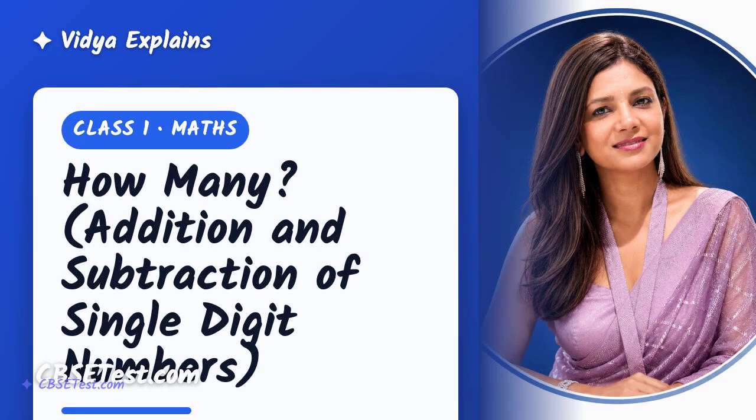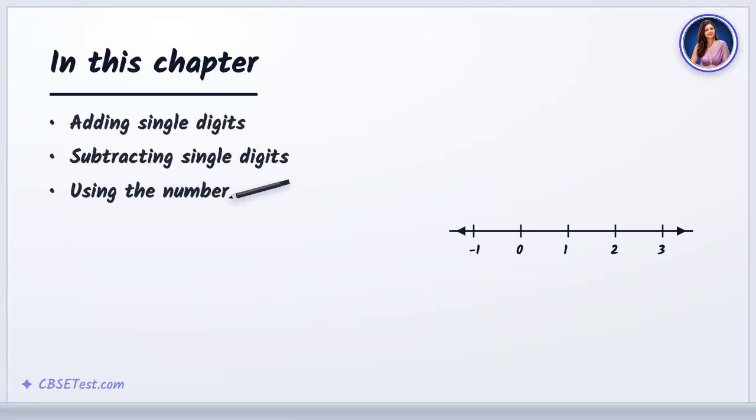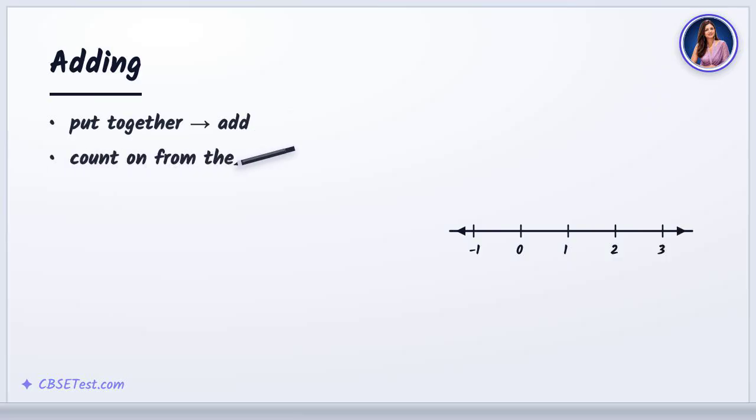Let's learn about addition and subtraction of single-digit numbers, together, step by step. Let's add and subtract small numbers. We can count on to add and count back to subtract. To add, we put together and count on. For 3 plus 2, start at 3 and count on 2: 4, 5.